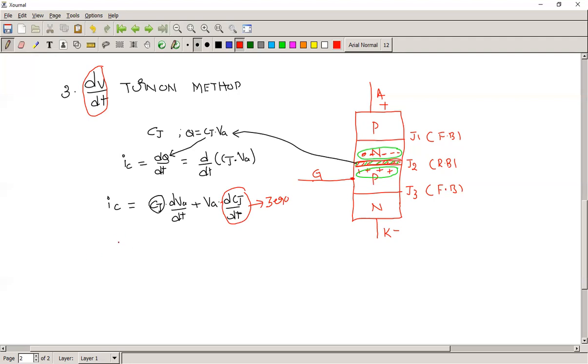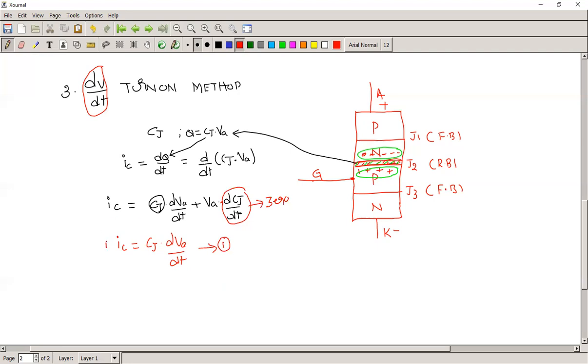So we have IC equal to Cj dVA by dt. This is the final equation that we can take as equation 1. Now you have to try to understand here. IC is nothing but a capacitor current. See here, which capacitor are we talking about? We are talking about the capacitor of the junction J2. It is nothing but a junction current.